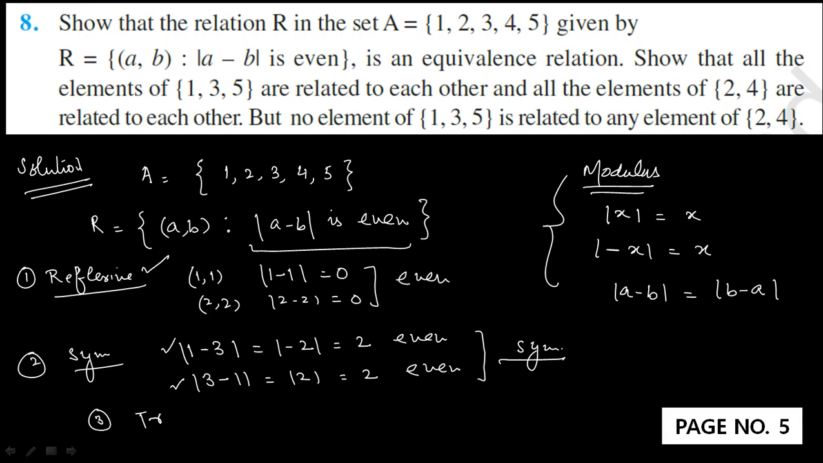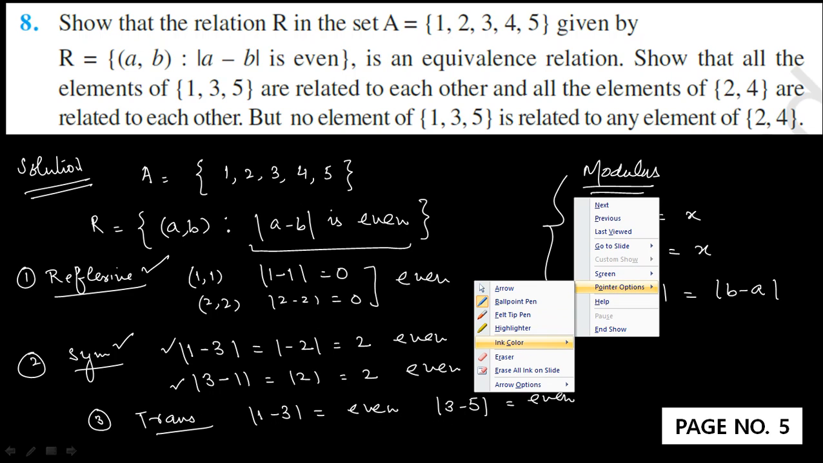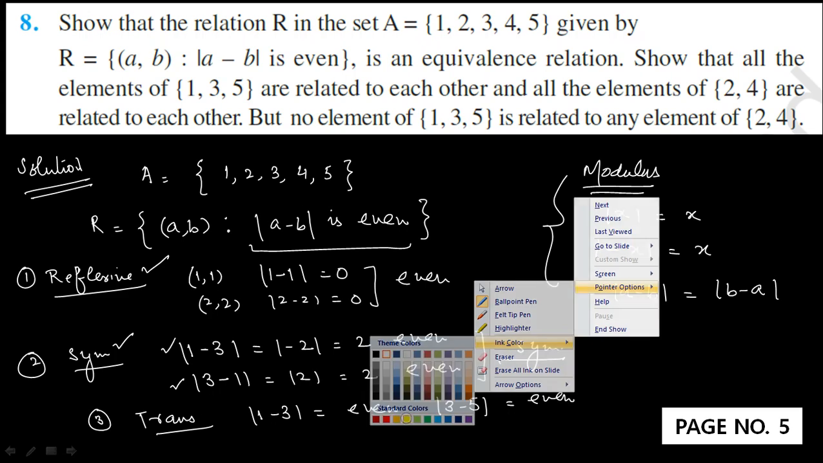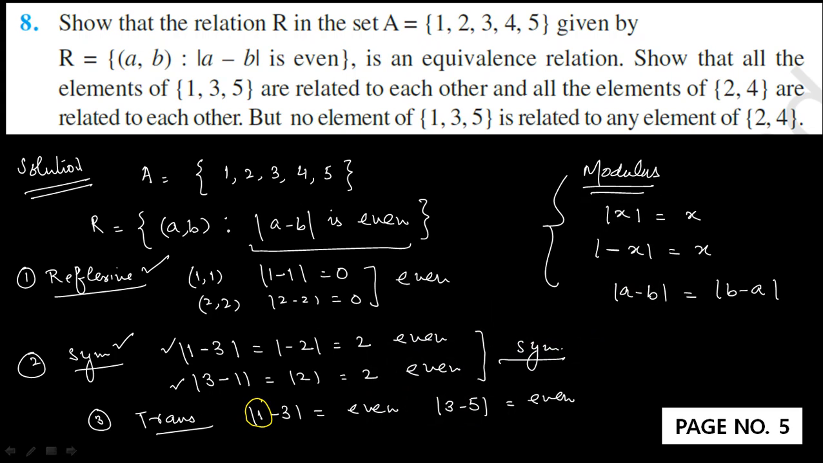Now what about the third condition? The third one is transitive. The second one is also okay, symmetric. If I am writing 1 minus 3, the answer is even. If I am writing 3 minus 5, the answer is again even. What about the next value? If I am talking about the combination of the next value, that is 1 and 5, I can write 1 minus 5, again the answer is even.